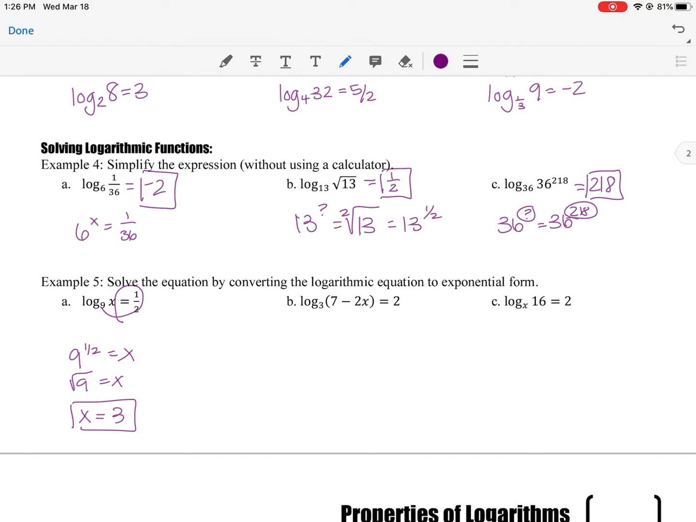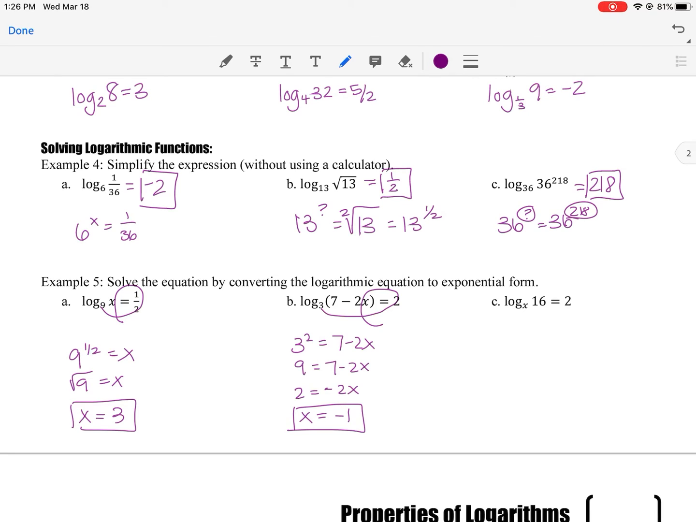Okay, let's do the next one. This is saying 3 squared is equal to that answer. So 3 squared equals 7 minus 2x. I'd rewrite 3 squared as 9 equals 7 minus 2x. Subtract 7 from both sides, 2 equals negative 2x. So divide both sides by negative 2, x equals negative 1.